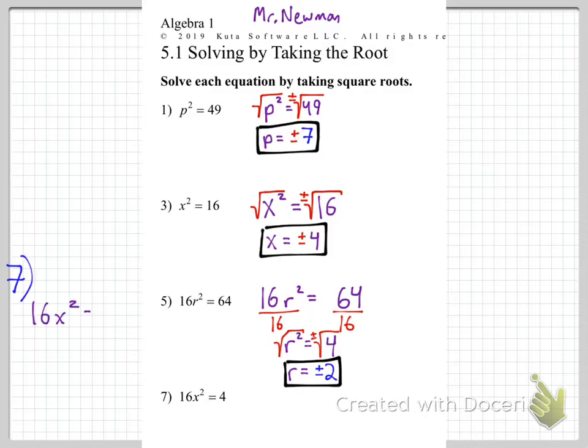For the next one, I'm going to write that over here just so I have space. I need to again divide by 16 because it's 16 times x squared. And when I divide by 16 this time, I get a fraction. Well, that's all right. Let's continue with our process. Let's take the square root.